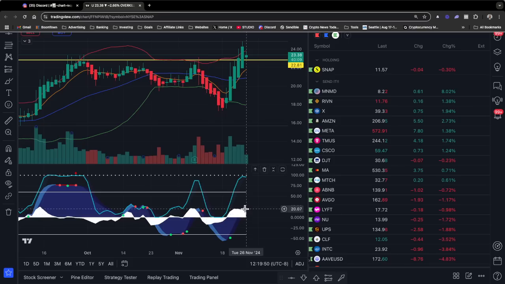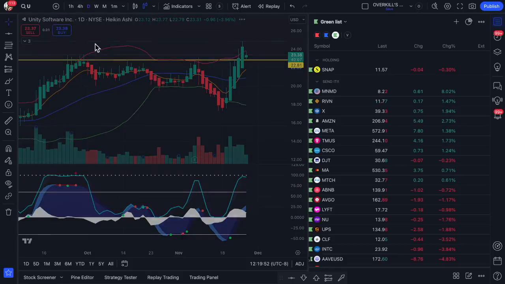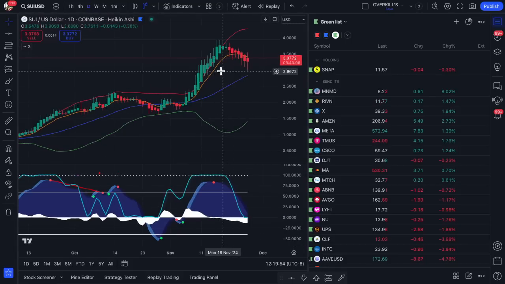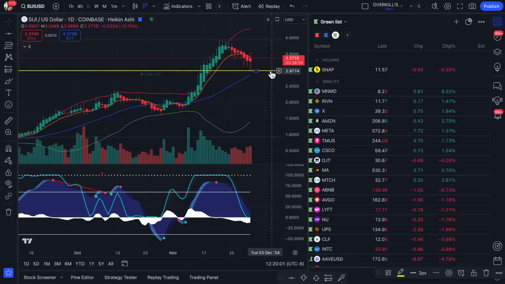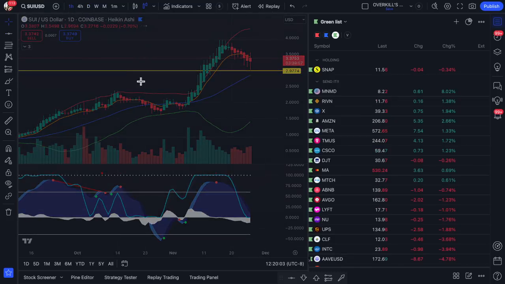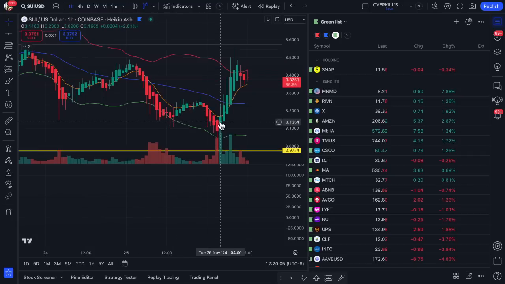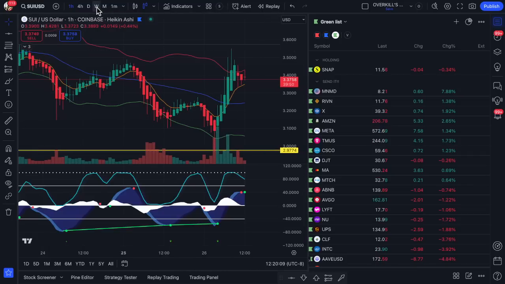XRP, we covered. SUI sold off back down to 3, right near our 30-day moving average. So that is excellent. Okay, so now the stop loss is going to be right there at the bottom of today's candle. You're seeing a big jump today after it hit that level. Obviously, there was a bunch of buyers down there at $3. It pumped all the way up to $3.50.